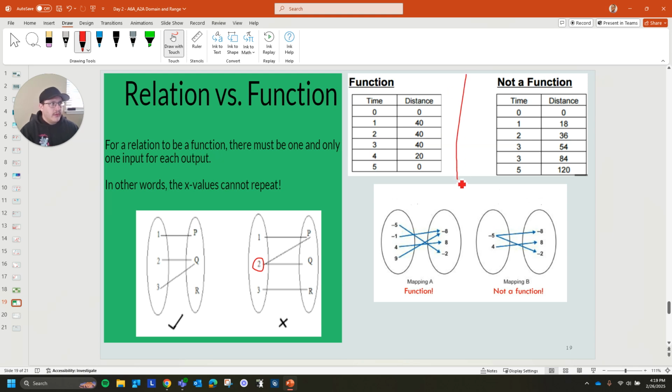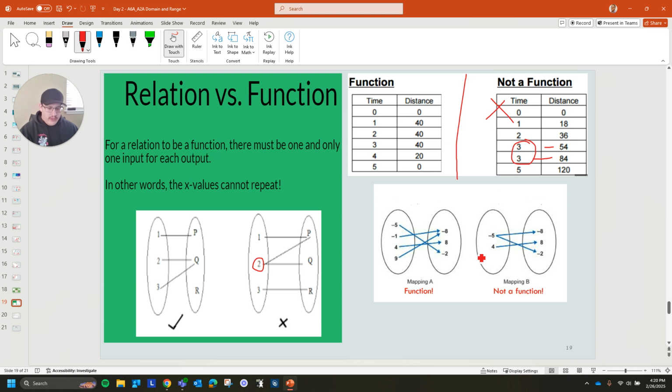So let's look at tables. Time: 0, 1, 2, 3, 4, 5. 0 goes to 0. 1 goes to 40. 2, 3, 4 also go to 40. 5 goes to 0. That's fine. Every single number is mapped to just one thing, and it doesn't matter if that one thing repeats. Okay, what's not a function? Time: 0, 0, 1, 18, 2, 36, 3, 54, 3, 84. So notice how 3 is labeled twice for 2 different numbers. That is not a function. So the second one is no good.